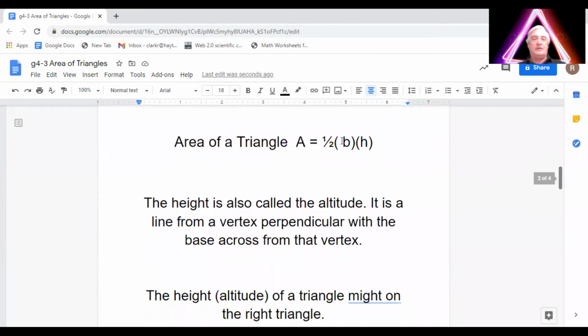The area of a triangle is 1/2 the base times the height. The area of a rectangle is length times width. We also call that base times height. What's a triangle? It looks a lot like half a rectangle. The height is also called an altitude. It is a line from a vertex of a triangle that goes down perpendicular with the base across from that vertex. So it's not an altitude unless you see that little square that tells you it's perpendicular.